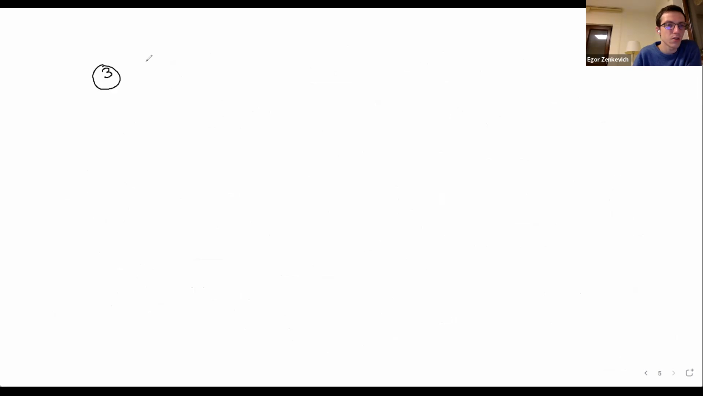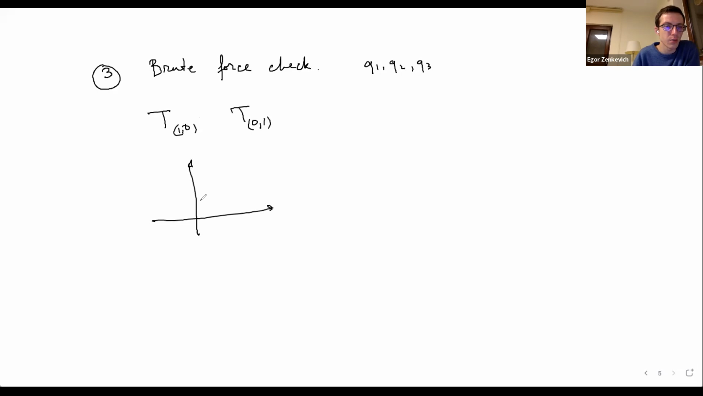third argument. That's a brute force check. For generic q1, q2, q3, one can just try to do the algebra, do the commutation relations, and try to check in different orders. So I have T10 and T01. Where do my generators lie? My generators are in T01, they lie here. In T10, they lie here.